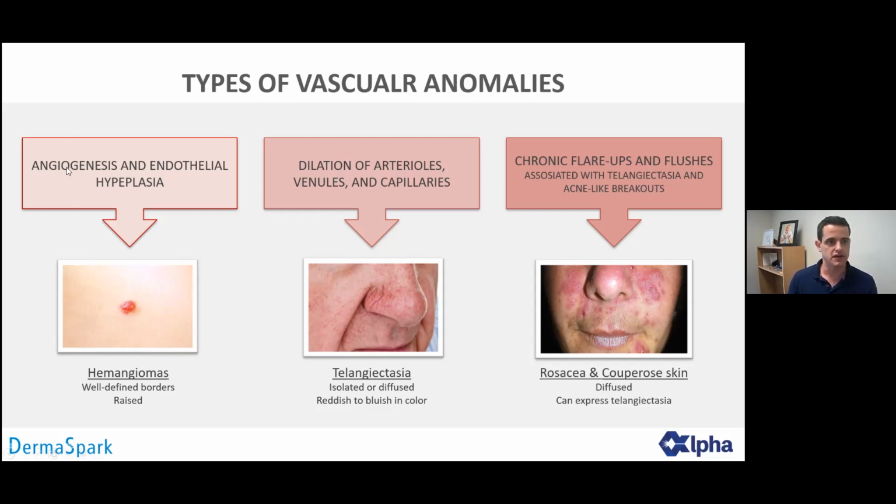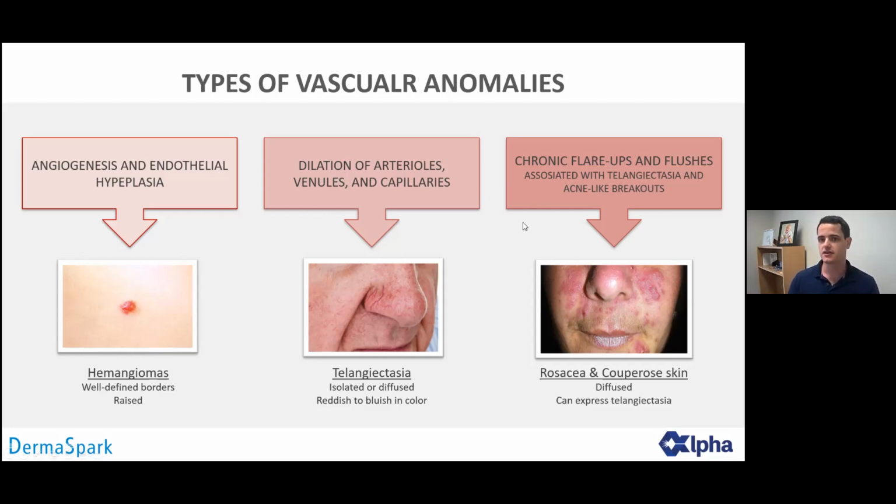So this is hemangiomas. The second category is of lesions that are characterized with dilation of arterioles, venules, and capillaries, and this is usually manifested as telangiectasia, or in layman's words what's so-called broken capillaries, spider veins, and so forth. Telangiectasia is abnormal dilation of the small blood vessels that are feeding the skin.